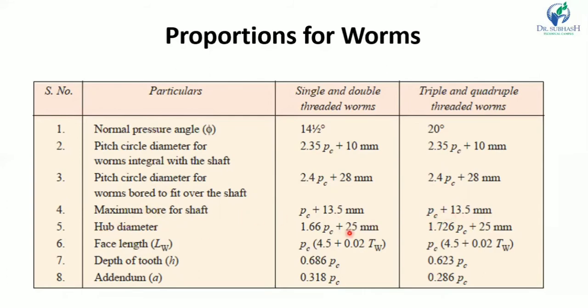Hub diameter 1.66 PC plus 25 mm and 1.726 PC plus 25 mm. Face length LW is equal to PC into 4.5 plus 0.02 TW, and here in this case PC into 4.5 plus 0.02 TW. Depth of tooth H is 0.686 PC, here 0.623 PC. Addendum 0.318 PC, 0.286 PC.